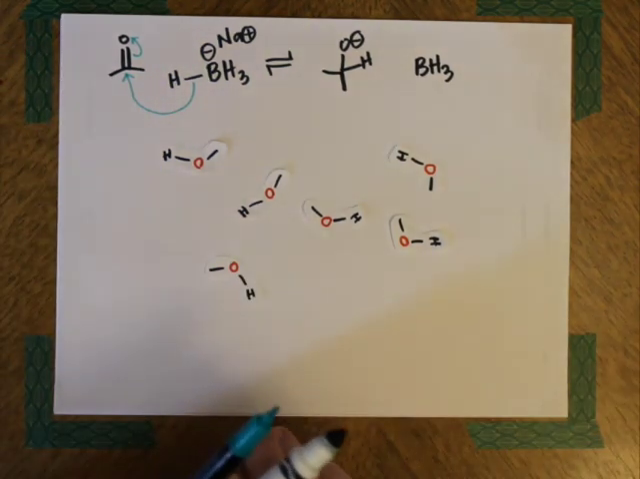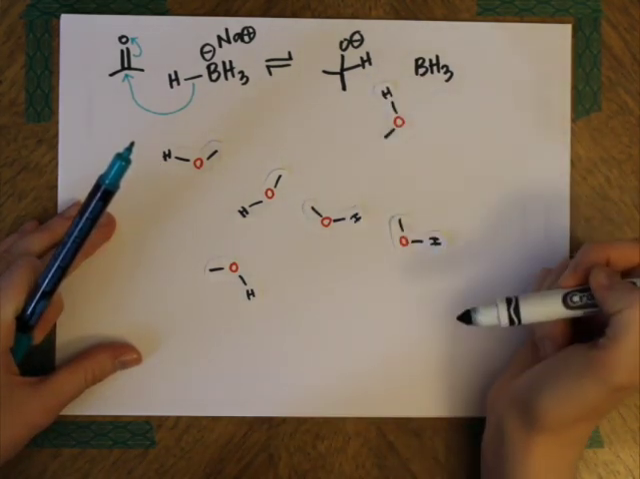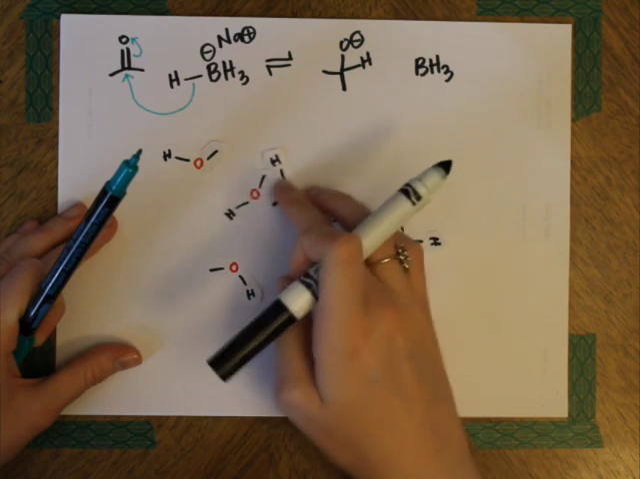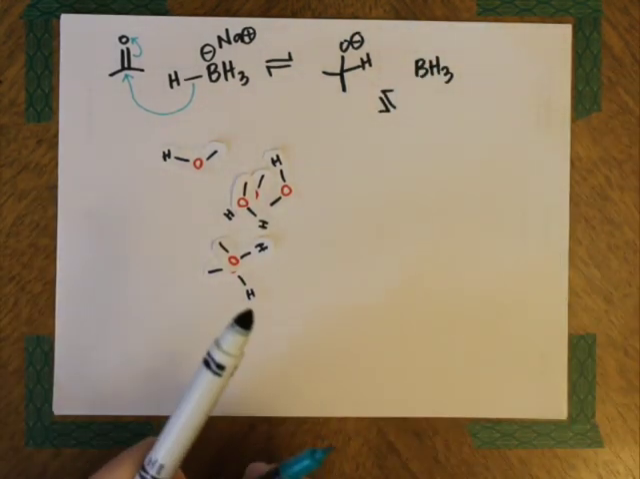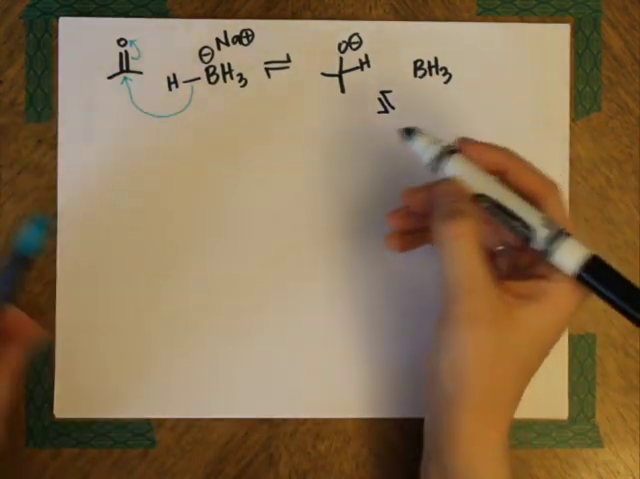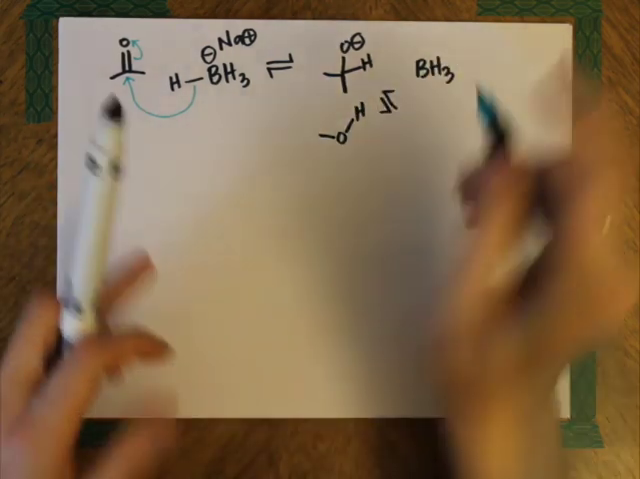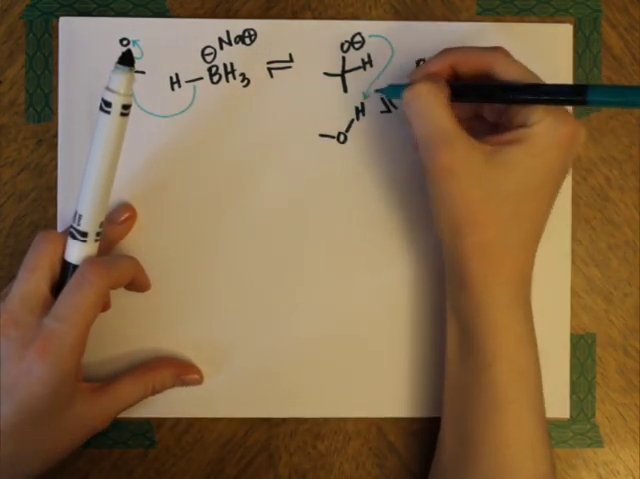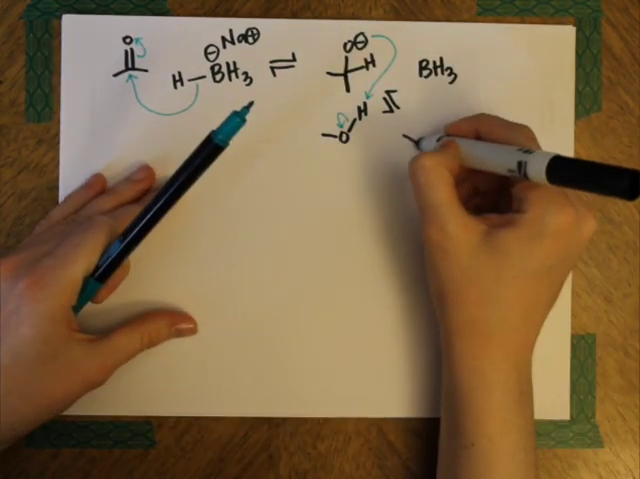We end up grabbing a proton from one of these readily available methanol molecules. It's truly an equilibrium. It's an acid-base reaction. So I'm going to draw one of those. This acid-base chemistry happens because methanol is so readily available.